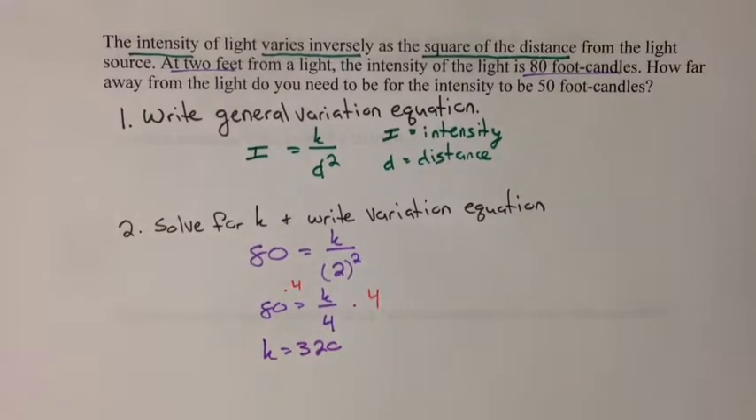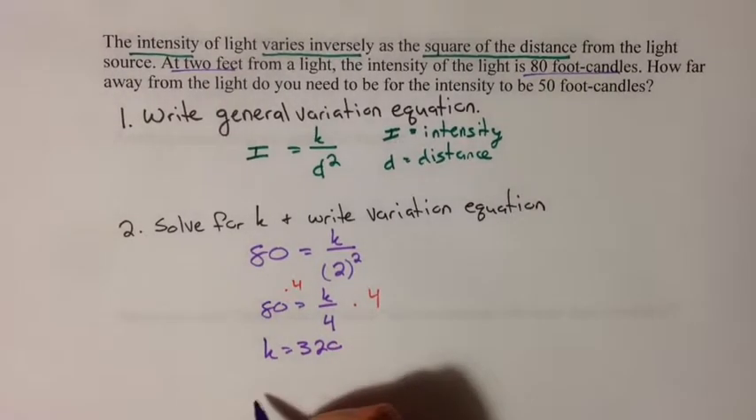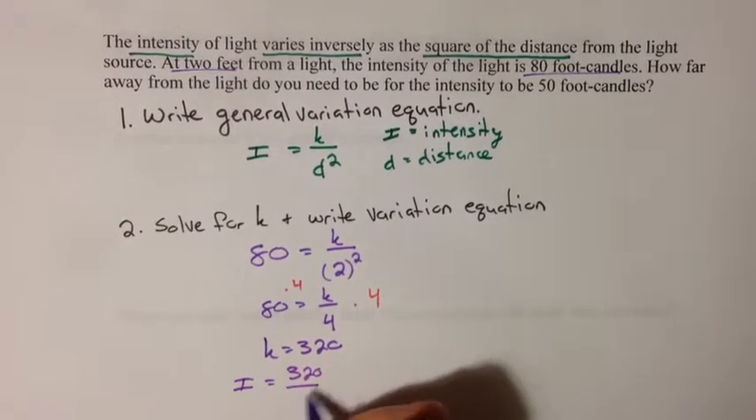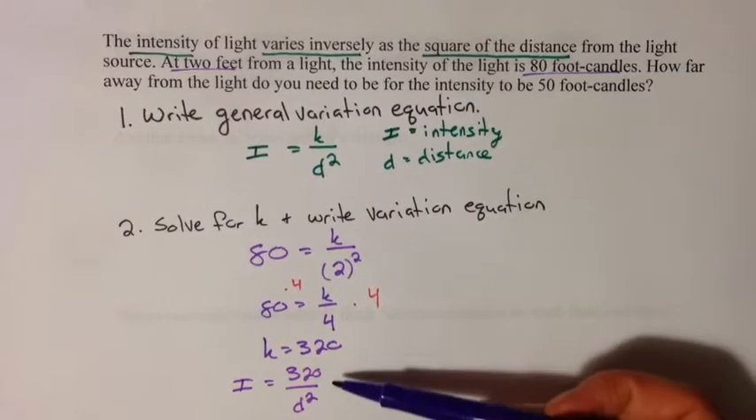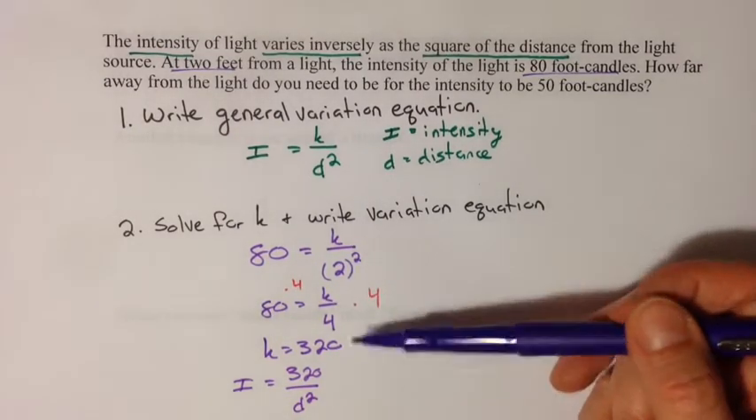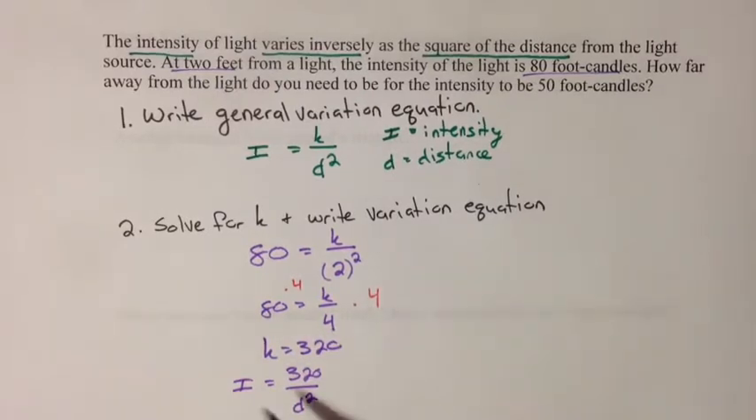And then finally, I actually write down the variation equation, which is, for me, intensity equals 320 over d squared. This is what we mean when we ask you to write the variation equation. You'll find the constant of variation, that's the number, and then the variation equation is all of it put together.